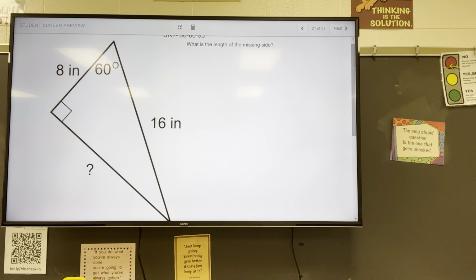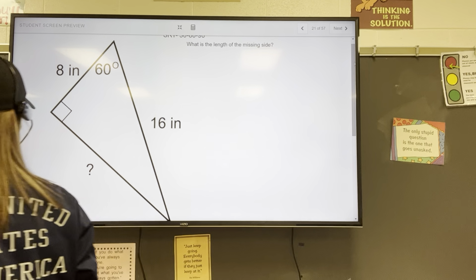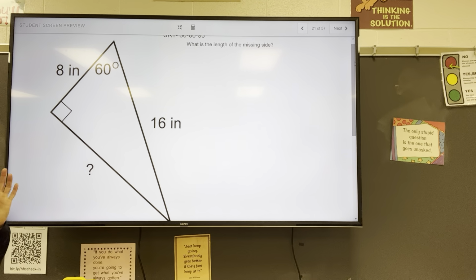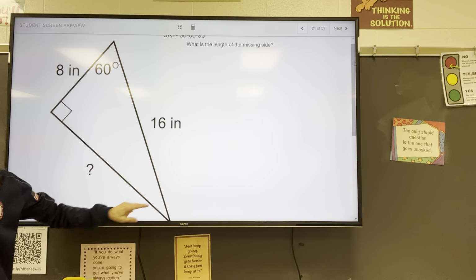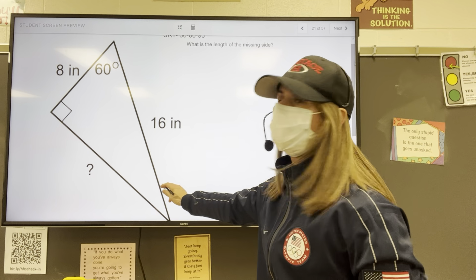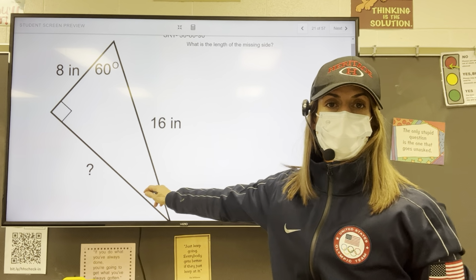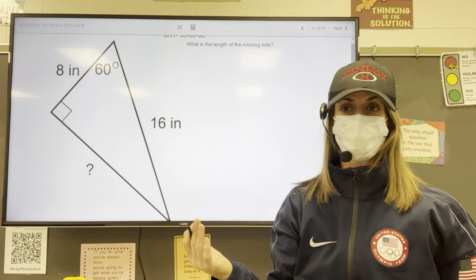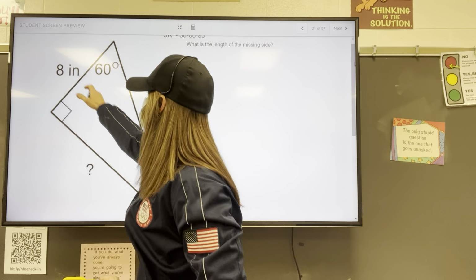For example, in slide 21, everyone go to slide 21. Notice, most of the time in these problems, they only give you one of these other angles besides the 90. So they told us this angle is 60, which makes this angle 30. Are you with me? Okay. 30 is the smallest angle, which means that the short side is across from it. In this case, they've given that to us.